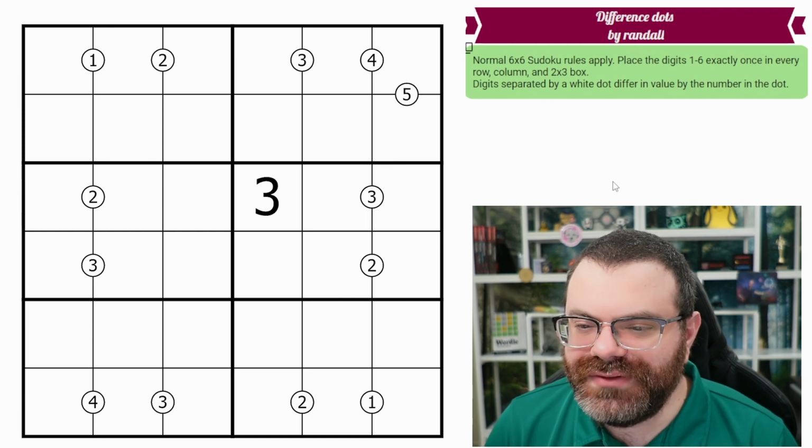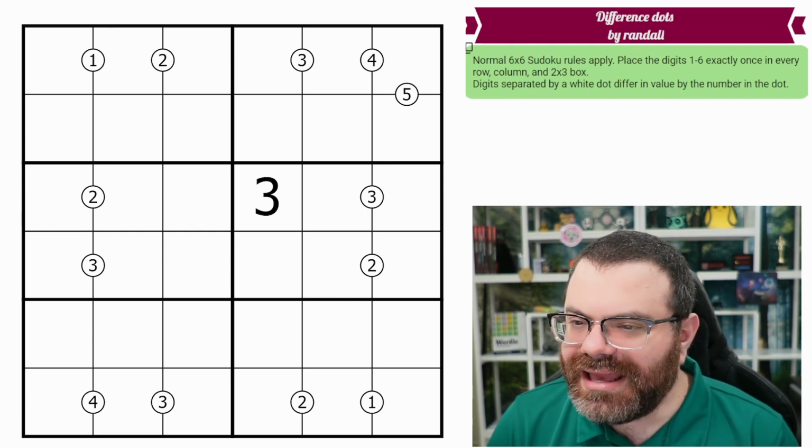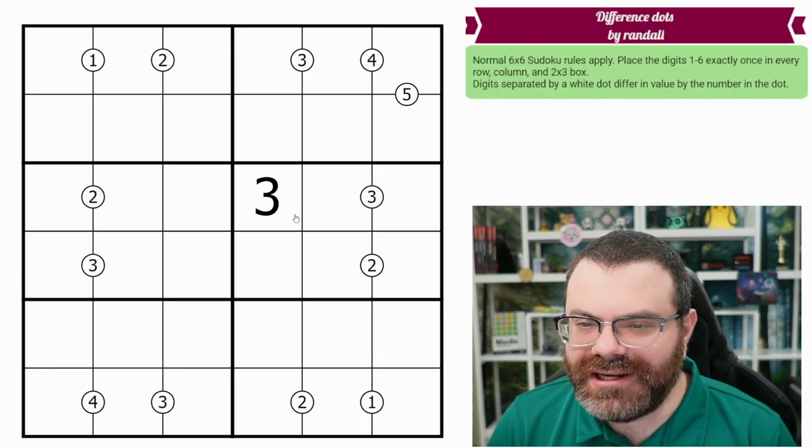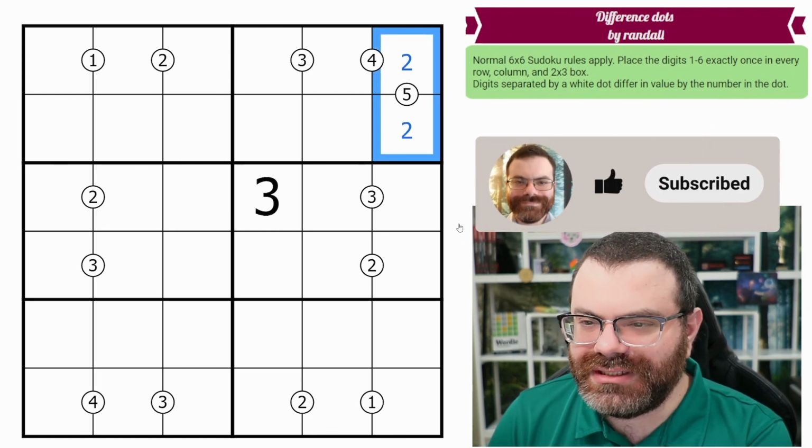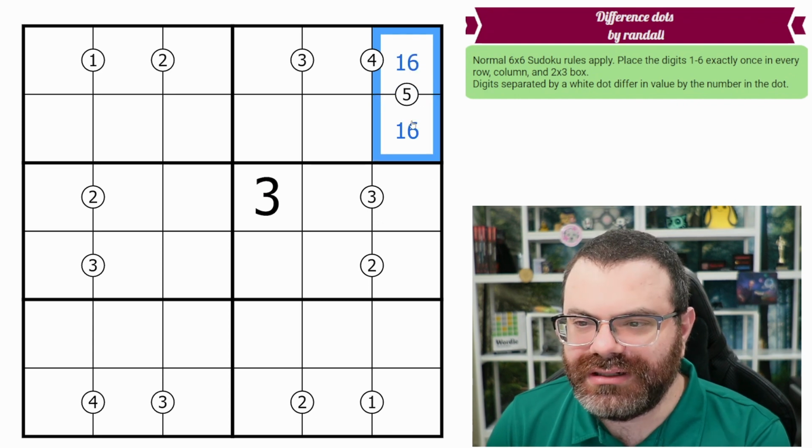There's a link in the description if you'd like to try the puzzle yourself. And I'm going to get started right now. All right, I think the place to start is the difference of 5. The only way to do that is a 1-6 pair. The extreme digits.